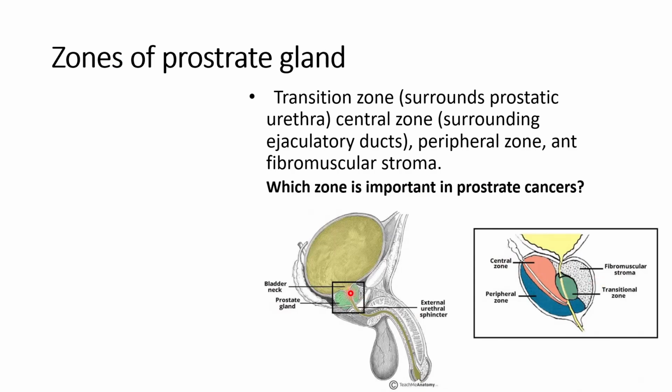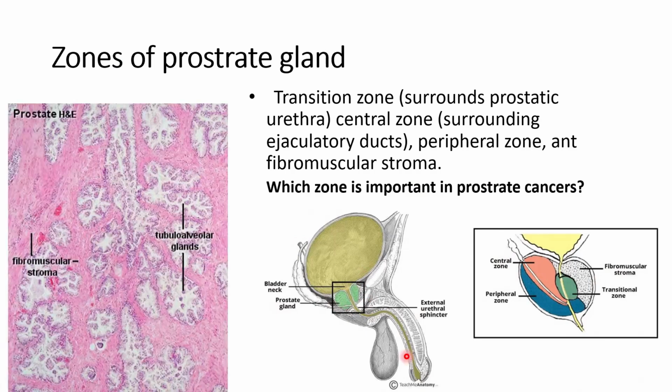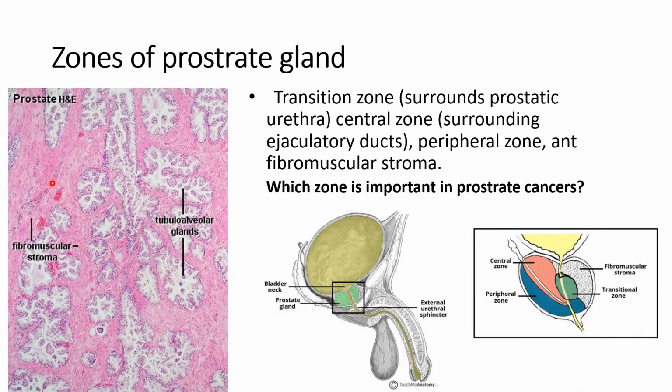So you can appreciate you have the bladder here, the bladder neck, that's where the prostate is located, and then the prostatic urethra is in between. This is the membranous part, then that's the penile urethra. So this is what I wanted to show us, the fibromuscular stroma. In between we'll have the tubular alveolar glands, and then we can appreciate the corpora amylacea here, the corpora amylacea.